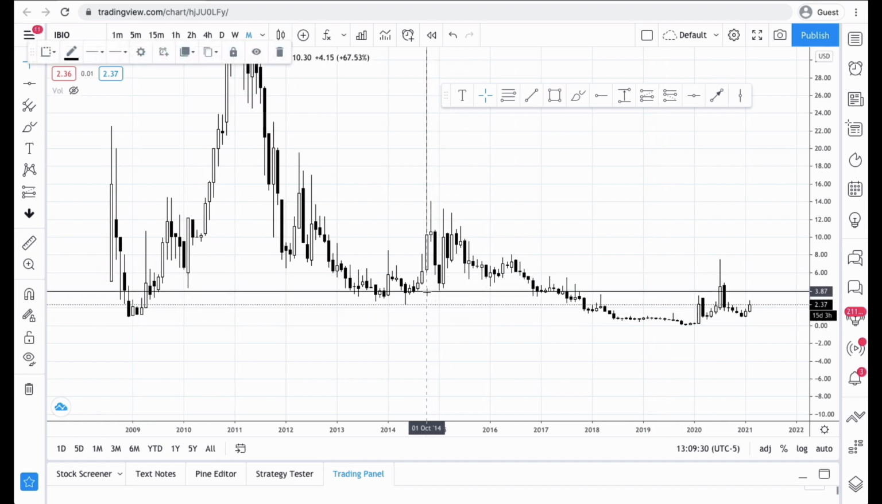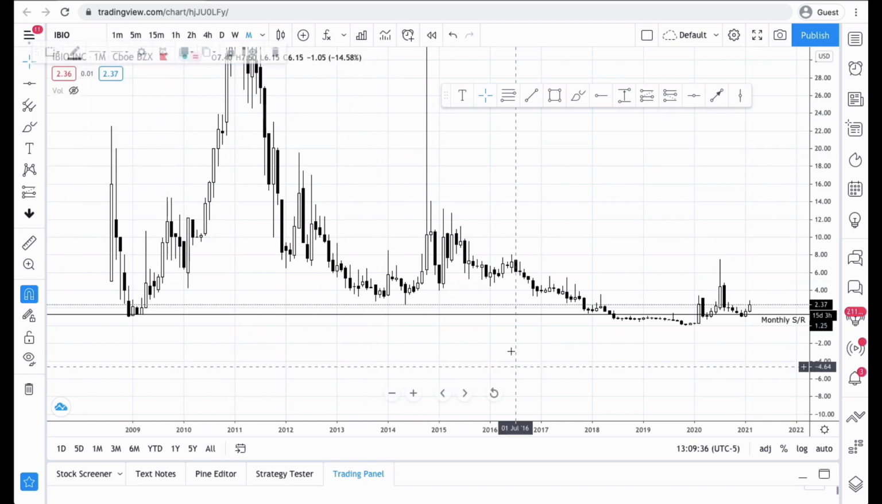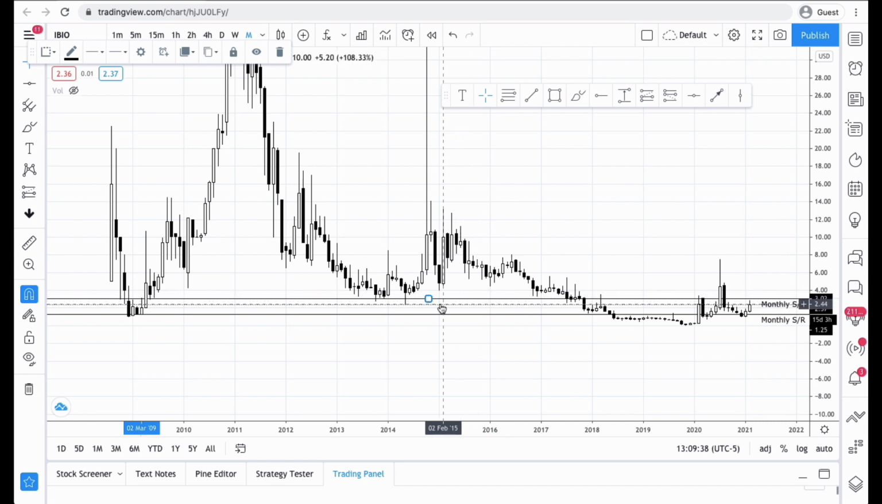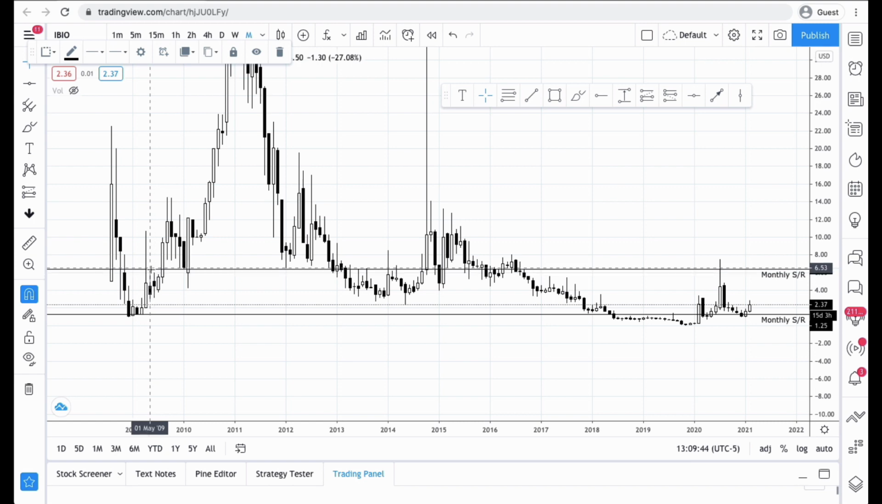Okay, so now let's make sure that this is labeled as a monthly chart. Next, I'll make a copy of that, and I'm going to look to see where there was prior resistance, prior support, prior resistance, prior support, resistance, resistance, resistance, support, right? So this looks like a fairly strong line.